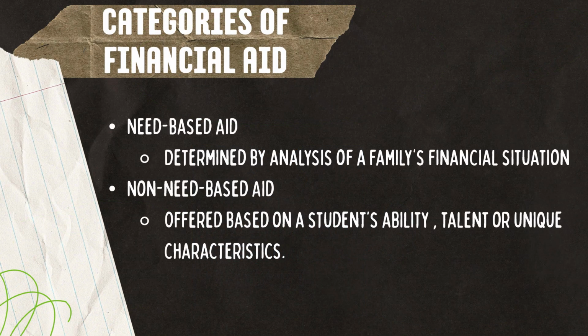Now that we know how financial need is determined, let's review the categories and types of financial aid. Categories are need-based aid, where eligibility is determined by analyzing a family's financial situation, which is typically done by completing the FAFSA. However, some schools may collect additional information, and there is the VASA for Virginia residents who are not U.S. citizens or aid-eligible non-citizens. Non-need-based aid may be offered based on a student's ability, talent, or unique characteristics such as academic achievements, athletic ability, musical talent, ethnic heritage, just to name a few.